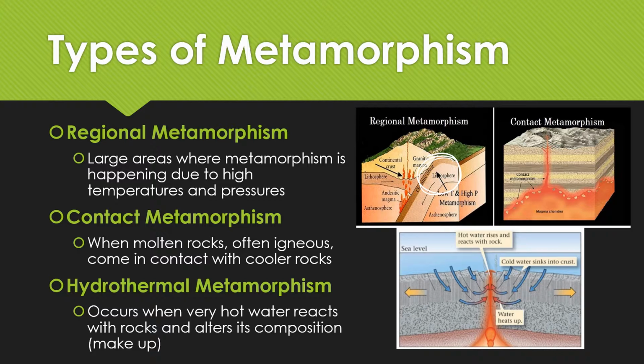Then you can have contact metamorphism. So any area that's touching high temperature rocks, often igneous rocks, they're going to come into contact with these high temperatures of other rocks, touch the cooler rocks, and become metamorphic rocks.